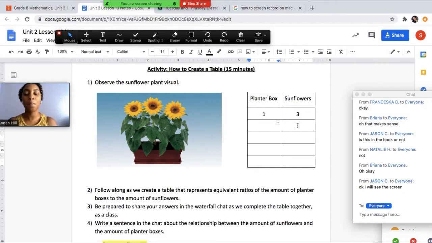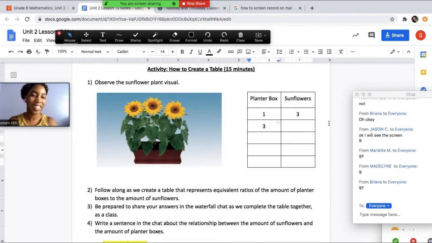So how many sunflowers would there be if you had 3 planter boxes? Don't press enter until the 10 seconds is up. All right, you guys can press enter. Yeah, 9. Okay, let's try the other way around.